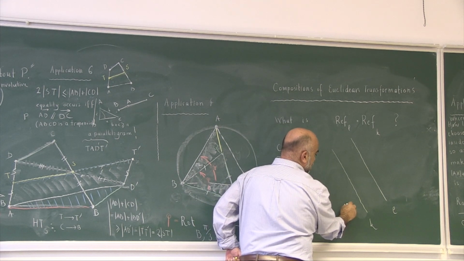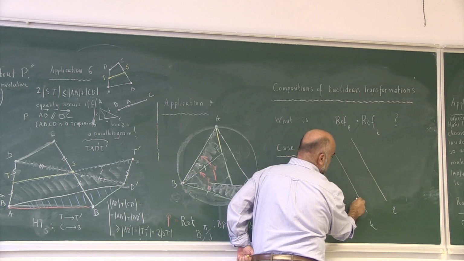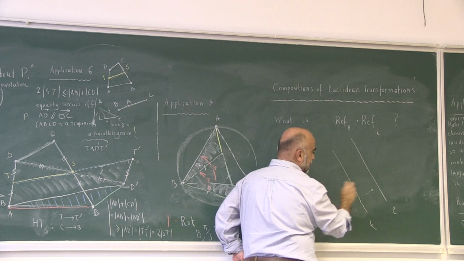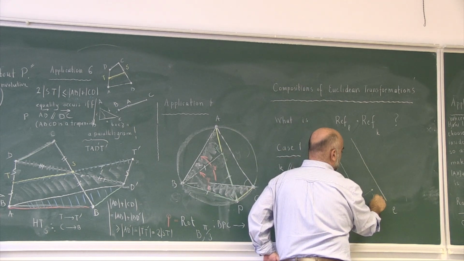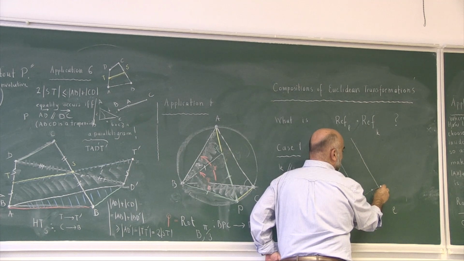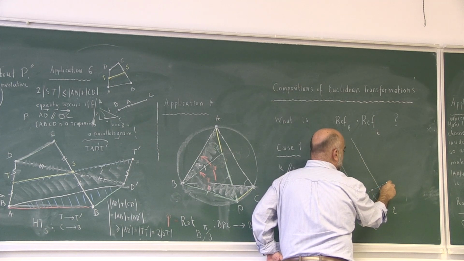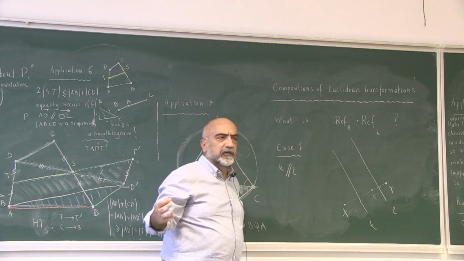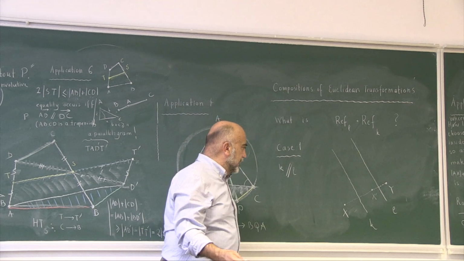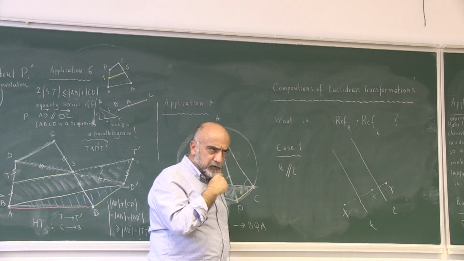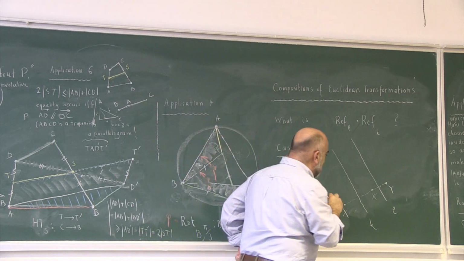And I'm taking its reflection first in K. Okay? Let's say I reach the point X prime. And then I take the reflection of X prime in the second line, L, and I reach the point Y. What is this composition? Well, in the case when the lines are parallel, it's easy to decide about it.